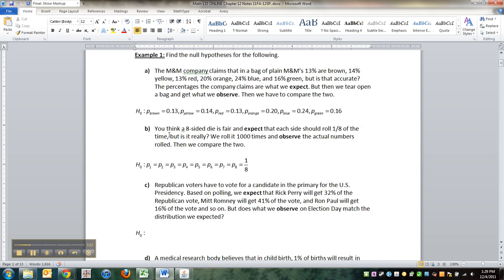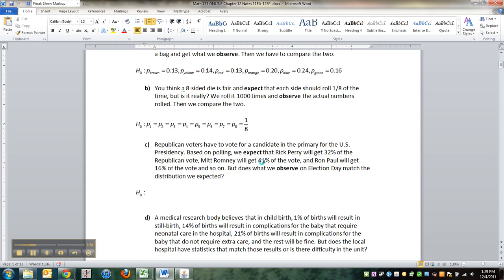So the next one, and you can see I've actually filled in the null hypothesis for some of these. You think an 8-sided die is fair and expect that each side should roll 1/8 at a time. But will it really? So we take that die, we roll it 1,000 times, and we observe the actual numbers that we rolled. And then we compare the two. So the null hypothesis would be that it's fair, which would mean every side, 1 through 8, would happen 1/8 of the time. That's the null hypothesis.